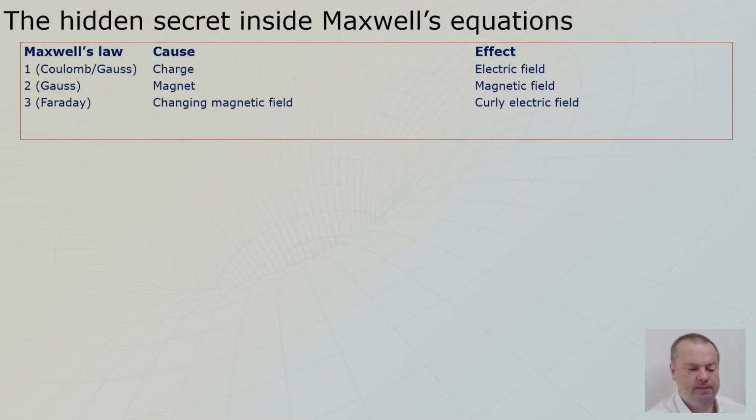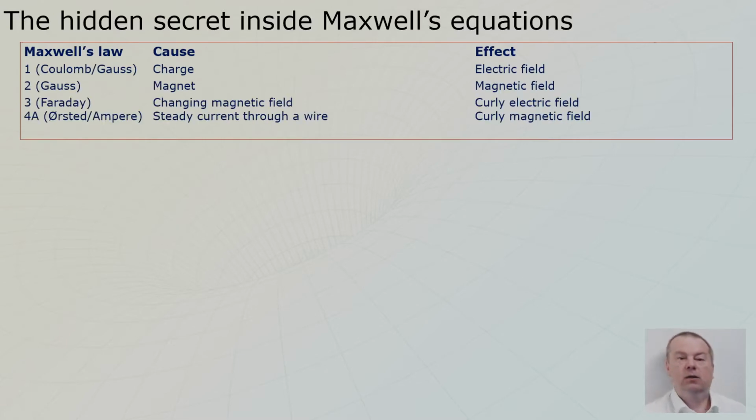So, again, the 4 laws. A cause and an effect. You have a charge, you get an electric field. You have a magnet, you get a magnetic field. You change the magnetic field, you get a curly electric field. You run electricity through a wire, you get curly magnetism. You change the electric field, you get a curly magnetic field. Cause and effect.